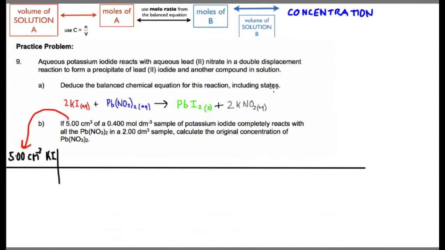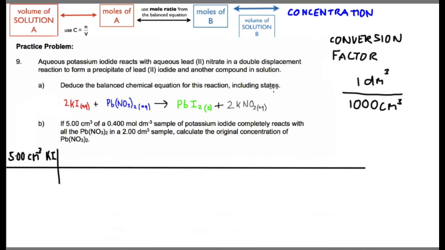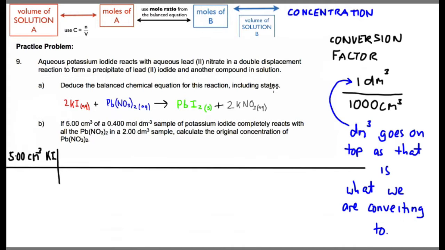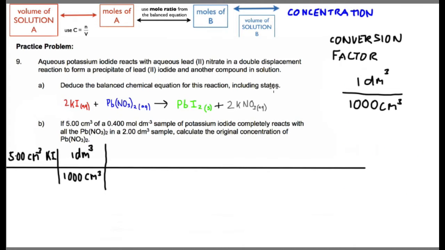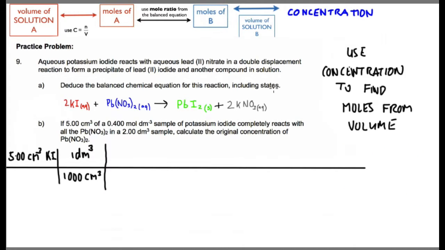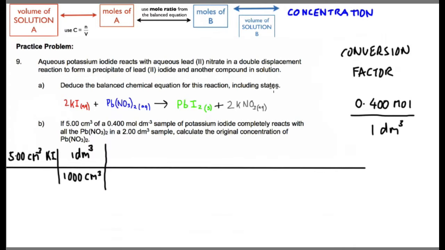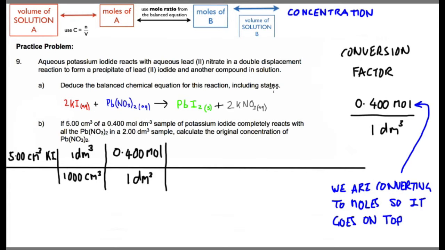Okay, so we've got 5 centimeter cubed of potassium iodide, and we know that 1 decimeter cubed equals 1,000 centimeter cubed. So the conversion factor will be 1 decimeter cubed over 1,000 centimeter cubed. The decimeter cubed going on top because that's what we're converting to. Next, we can use concentration to find the moles from the volume, and the conversion factor will be 0.4 moles over 1 decimeter cubed. Moles going on top because that's what we want.